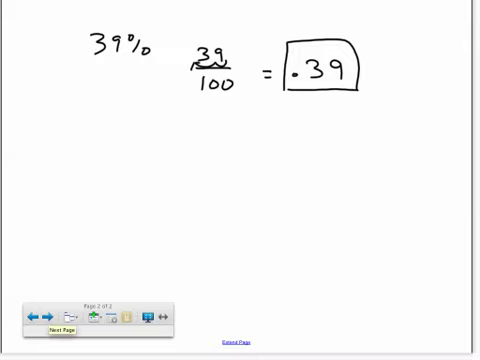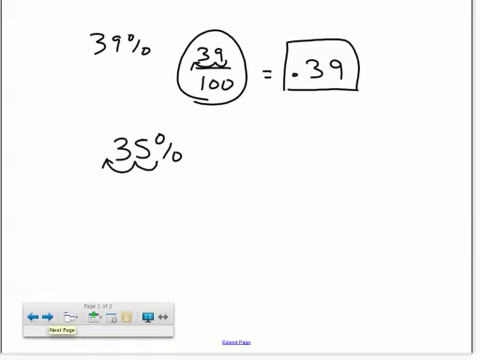Let's do another one now. But we don't need probably this middle step here where we write it as a fraction. Just understand that we can take these out of 100. They're put over 100. So if we have 35% and we want to write it as a decimal, we need to understand that we simply move the decimal 2 places and we get rid of the percent sign. So it becomes 0.35. So 0.35 is the same thing as saying 35%.